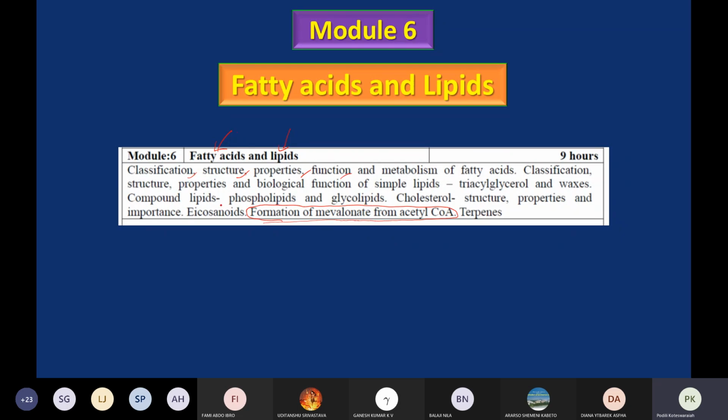Then classification, structure, properties, and biological functions of simple lipids, triacyl glycerols, and waxes, and compound lipids such as phospholipids and glycolipids, cholesterol, which is a derived lipid, structure, properties, and importance. And the last one is the eicosanoids. Eicosanoids are the carbon 20 containing, long chain fatty acid derived hormones. These are also known as the local hormones. And this is the syllabus given in the module 6.